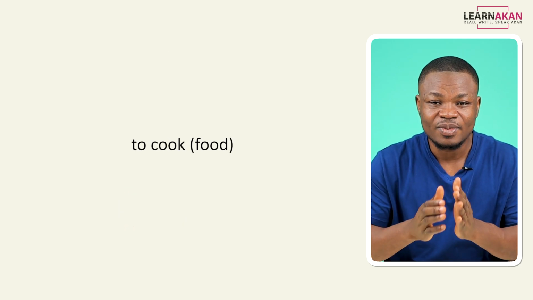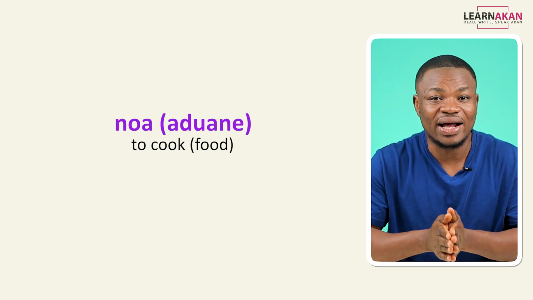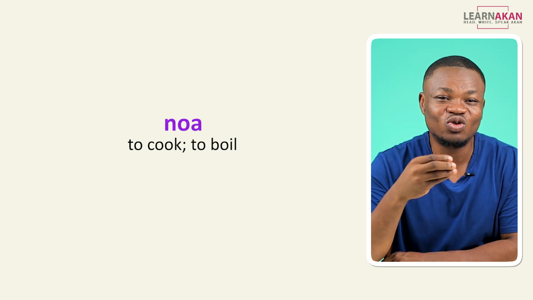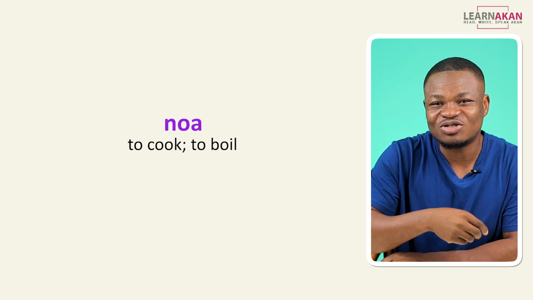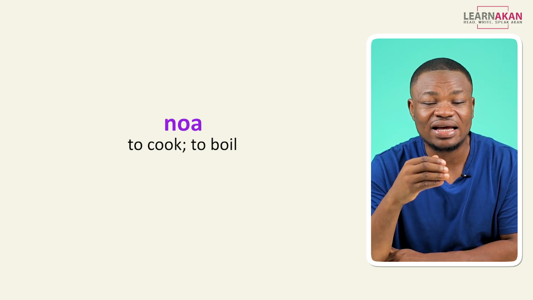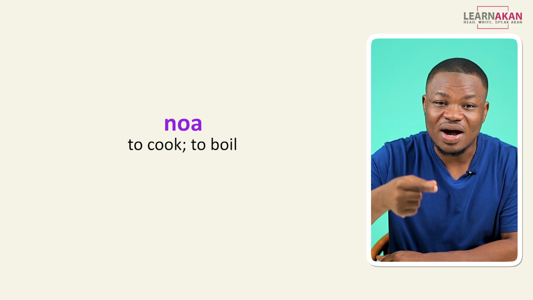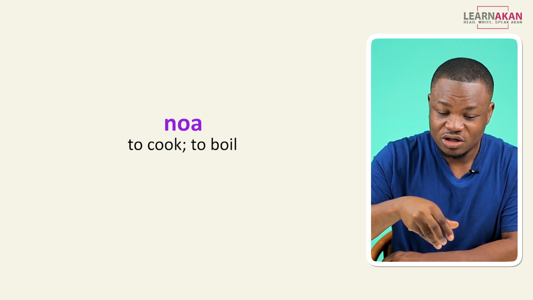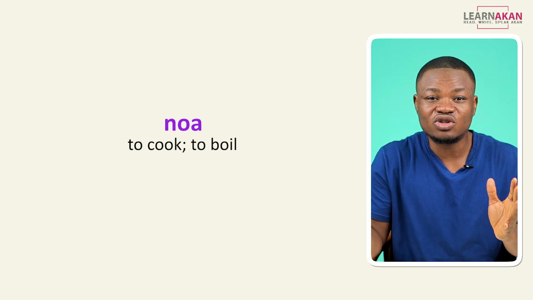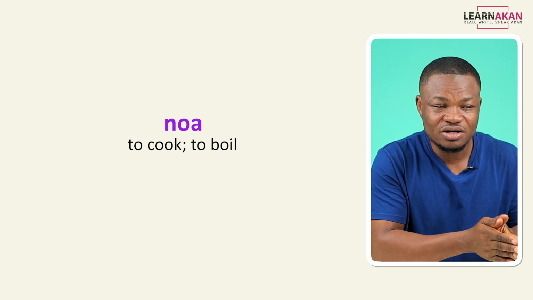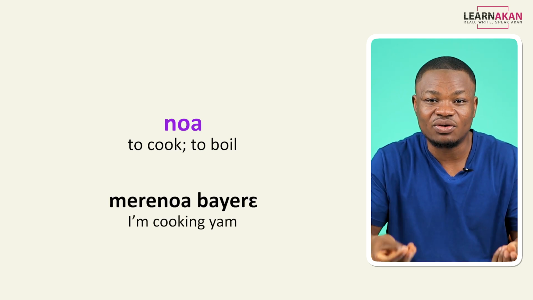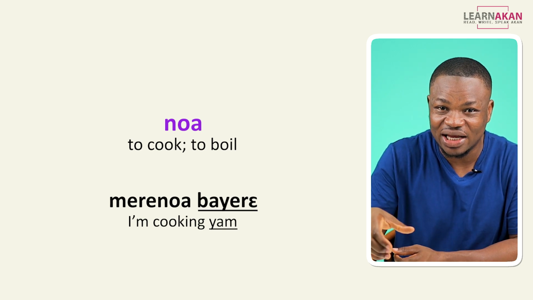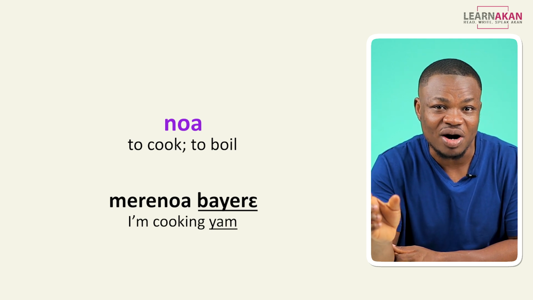We have to cook. The verb to cook is noa aduane. The verb in itself is actually noa, but that is transitive. And what that means is it requires an object. It requires you to add exactly what it is that you are cooking, so the food. Okay? So you would use the noa if you are going to add exactly what it is that you are cooking. So I can say, for example, me noa bayire. And since I'm adding bayire, which is what I'm cooking, I don't bring the aduane part.